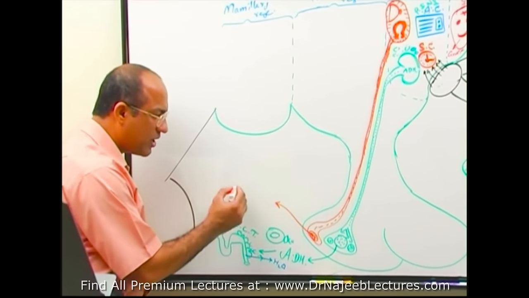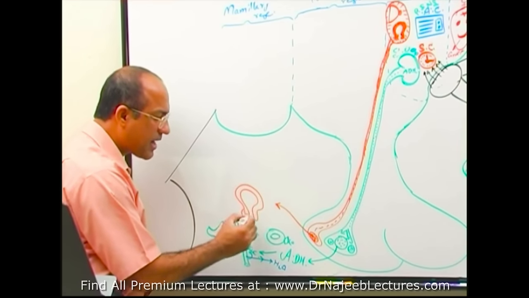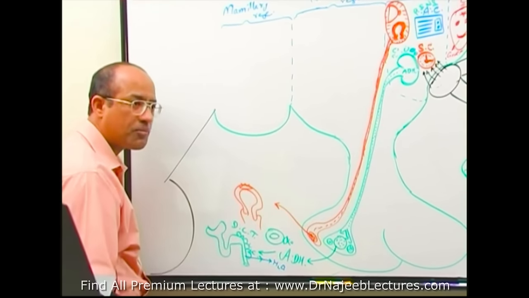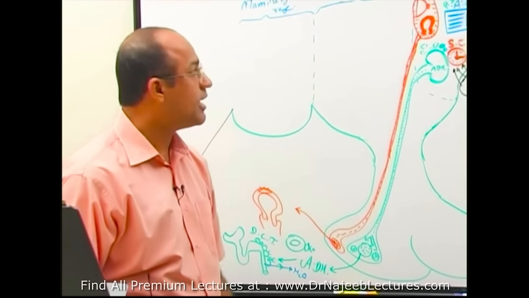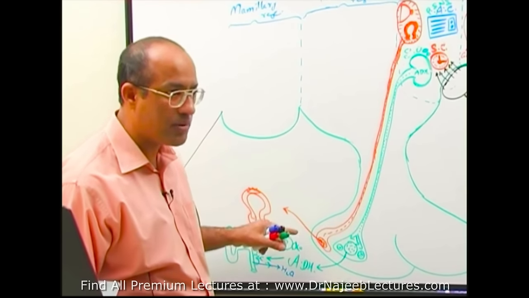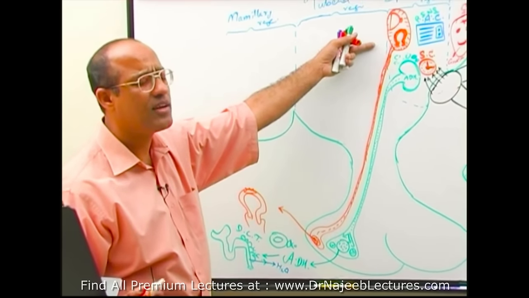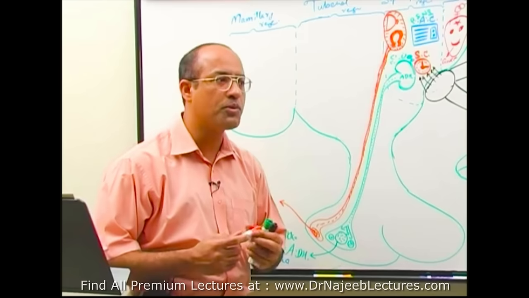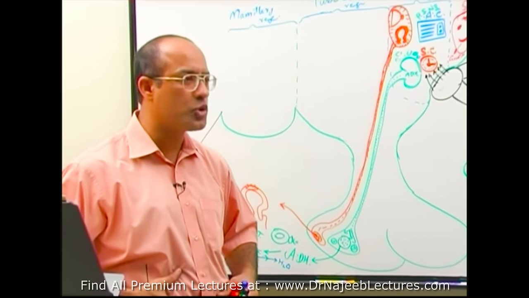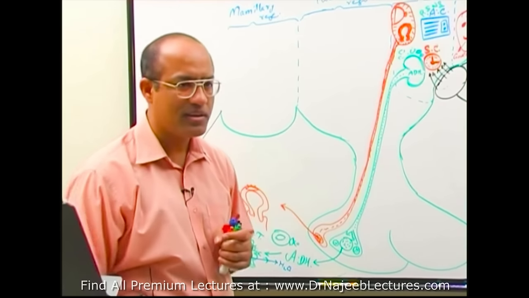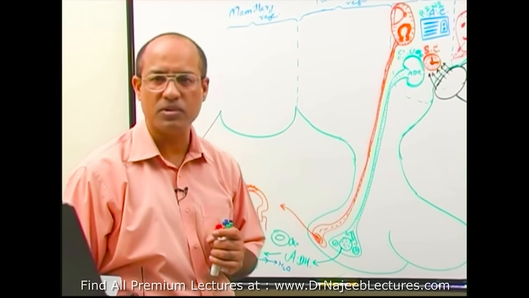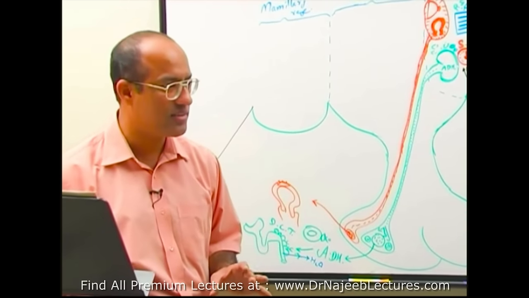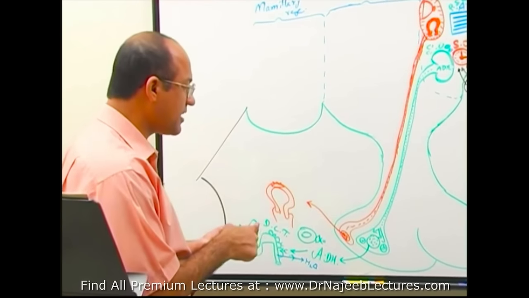Oxytocin has two functions. Number one, in the smooth muscles of the pregnant uterus, there are oxytocin receptors. Just before the birth of the baby, a lot of oxytocin is released. Remember, oxytocin is synthesized in paraventricular nucleus, but it is stored in posterior pituitary. Then oxytocin acts on the uterus, and the uterus strongly contracts and pushes the baby down and out, right? So oxytocin helps in childbirth, in the labor process.